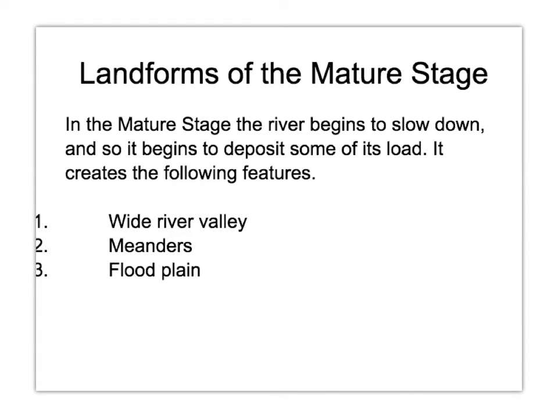Okay, and in the mature stage, we get many features and landforms that are formed just like in the youthful stage that we learned about before. Some of the features that you find in the mature stage are wide river valleys, meanders, and floodplains. You have to learn one, and the one that I suggest that you learn off well is meanders. Okay, so you've got wide river valley, meanders, and floodplain. I would learn one, and the one that I would learn is meanders.